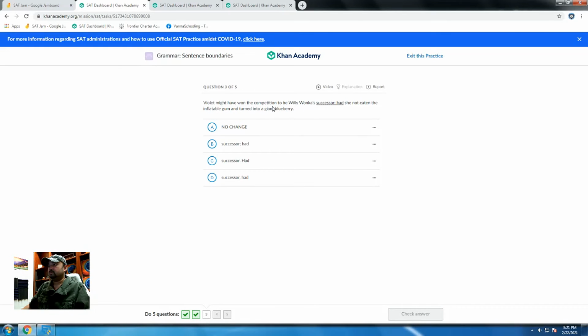Violet might have won the competition to be Willy Wonka's successor, colon, had she not eaten the inflatable gum and turned into a giant blueberry. Okay, it's an incorrect use of a colon because it's not a list and it's not any kind of enumeration. Although you can use it, the requirement has to be that this should be a complete clause, even if you were to use that. So a comma should be the proper thing there. Can't be a period because then 'had she not eaten inflatable gum' would be an incomplete sentence.